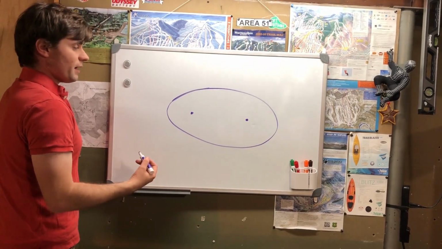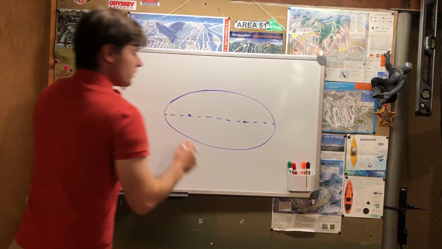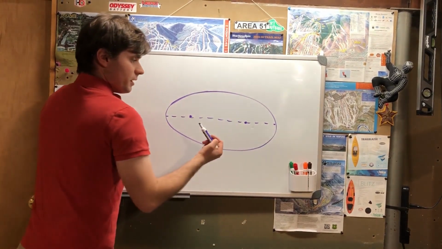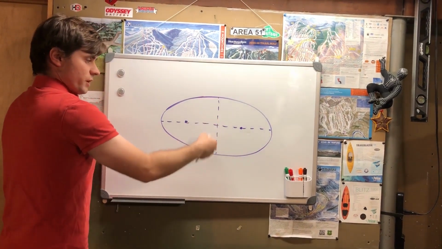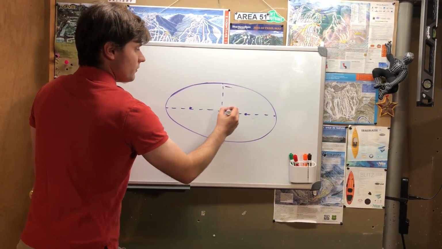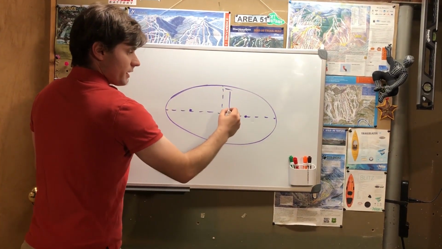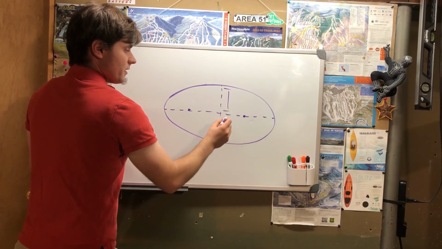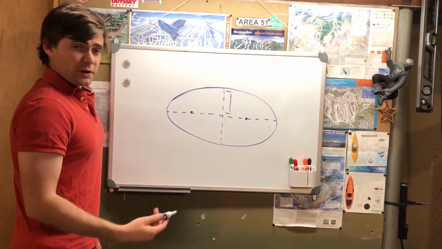There's also two axes that are important. There's the major axis that goes along the longest part of the ellipse, and there's the minor axis that goes along the shorter section of the ellipse. Also, half of each axis has a name as well. Half of the minor axis is the semi-minor axis, and half of the major axis is the semi-major axis.